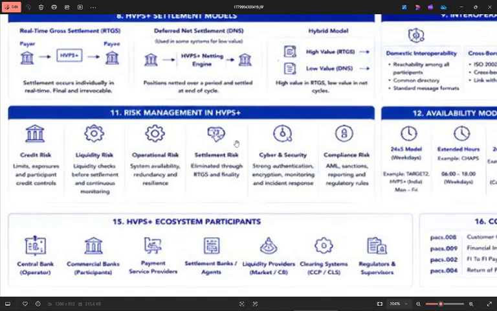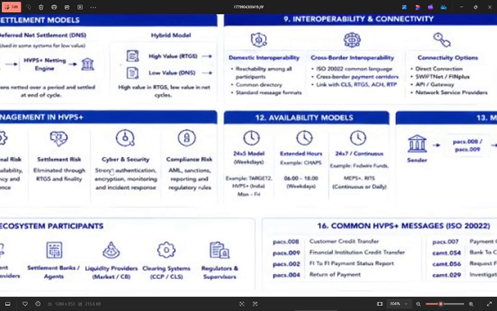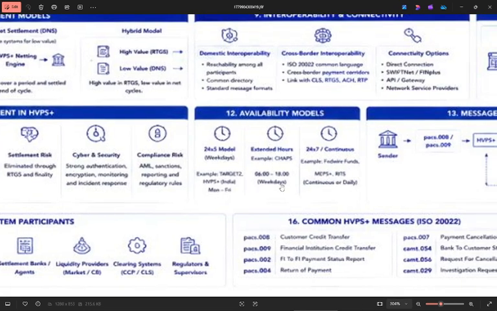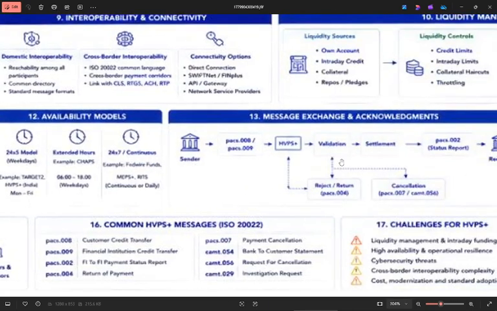Then what are the risks involved in high value payment? Risk management, how does this take care? Credit risk, liquidity risk, operational risk, cyber security, these are all common ones. Okay, no need to explain this in too much detail. And modes of availability, 24 by 7, 24 by 5. Okay, this is also not that important.